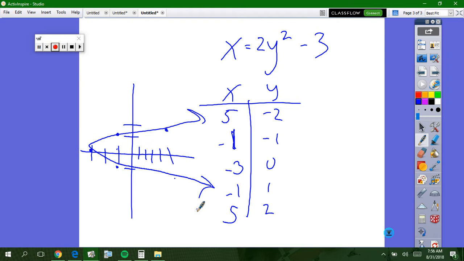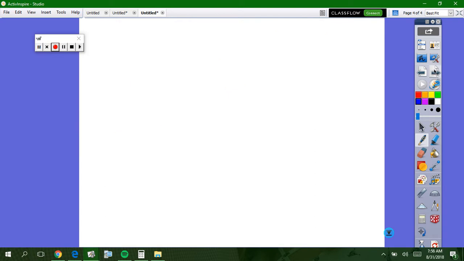Okay, so, hold on. Let me make sure. Oh yeah, I need one more thing here. I apologize. Okay, what does an x-intercept mean? Where the graph crosses the x-axis, right? Okay, that's an x-intercept. What's a y-intercept? When it crosses the y-axis.